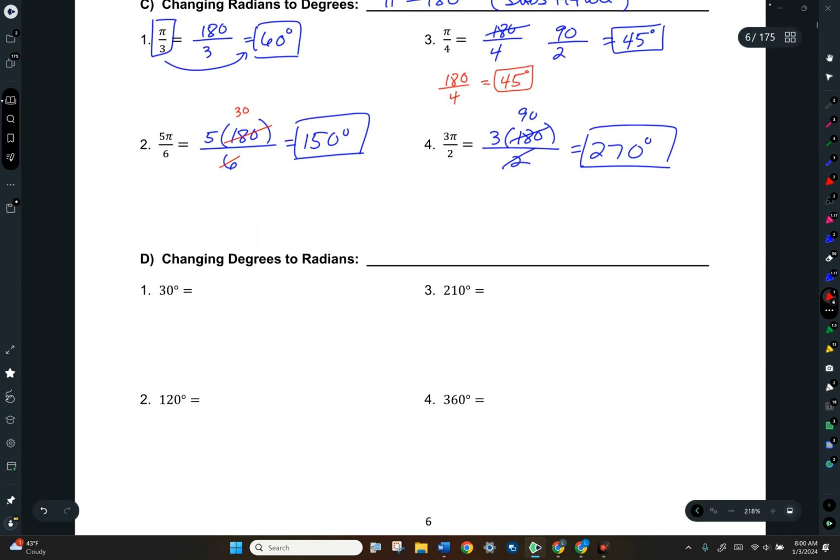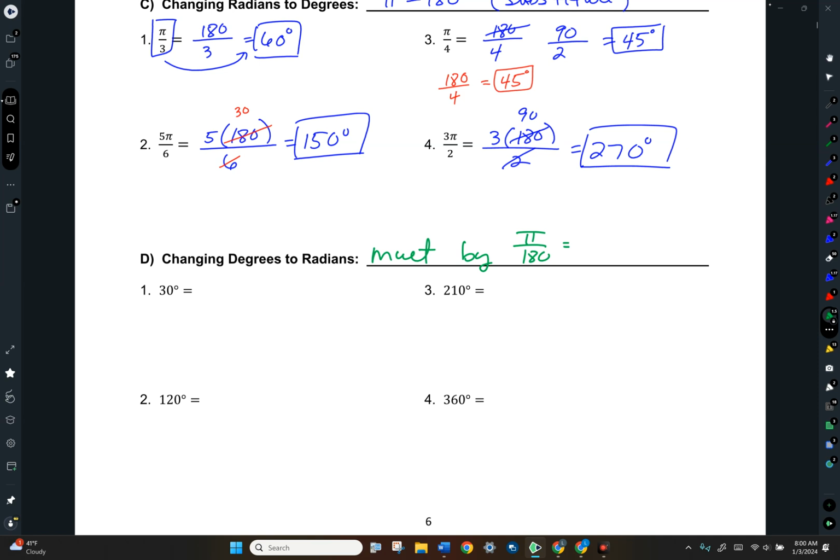What if I want to switch the other direction? So what if I want to go from degrees to radians? In other words, I want to get pi in there. So somehow I have to put a pi on this. So what I'm going to do is multiply by pi over 180. Now think about it. Since pi equals 180, then pi over 180 is kind of like 180 over 180, which is 1. So really you're only multiplying by 1, which means you're not changing the value, which is good, because we don't want to change the value. We just want to change the form. We want it to be in terms of pi, not in terms of degrees.